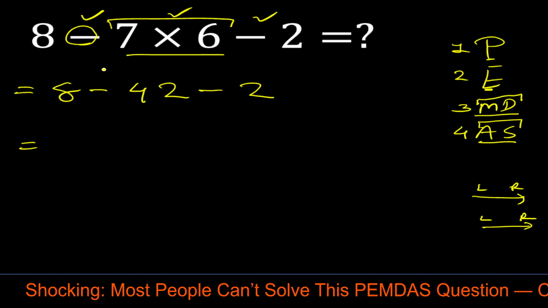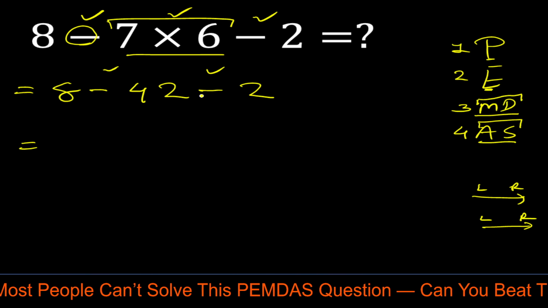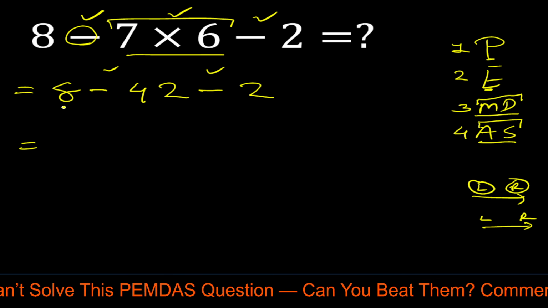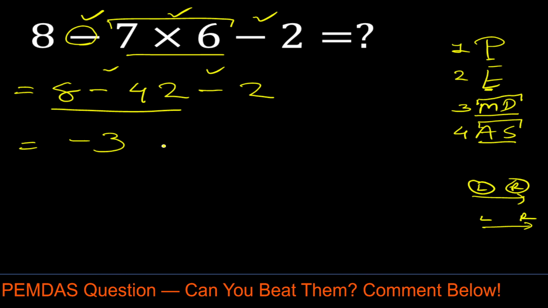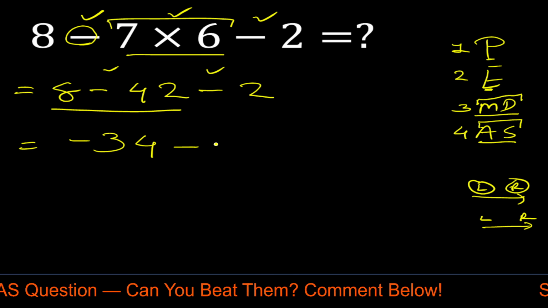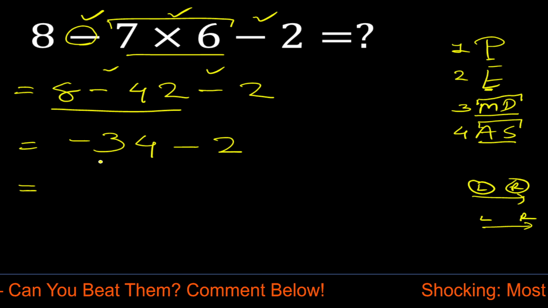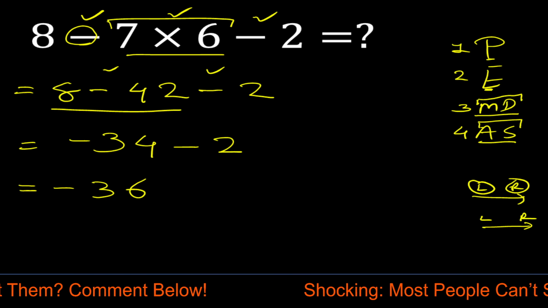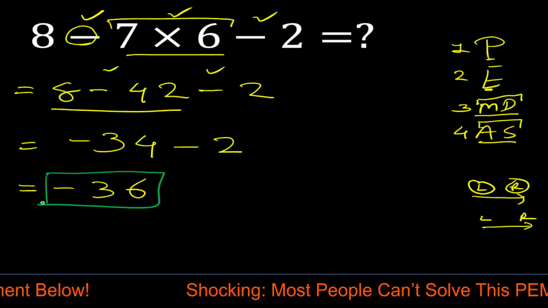Now here we have subtraction and here subtraction, both have equal priority, so we have to solve from left to right. So 8 minus 42 is equal to minus 34, minus 2. So now minus 34 minus 2 is equal to minus 36. So the correct answer is minus 36, right?